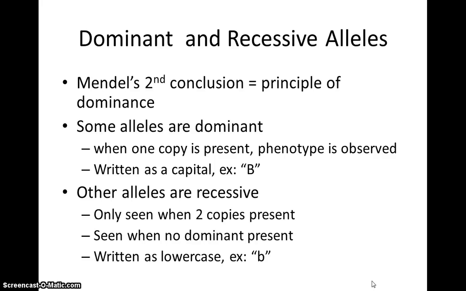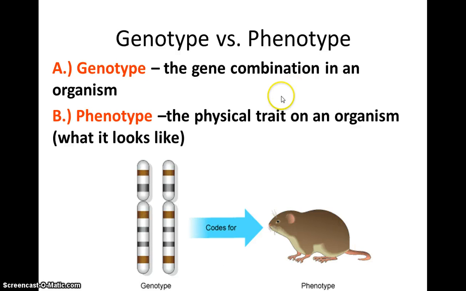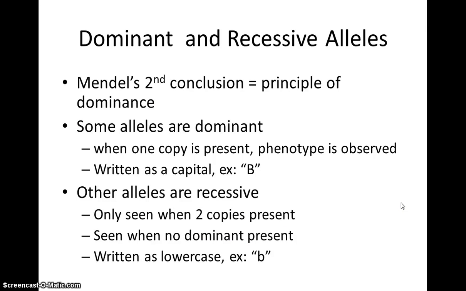When we get into looking at alleles, though, Mendel came up with a second conclusion, okay, and this is known as the principle of dominance. And what this told him was that there are going to be some alleles that are dominant, so that means when they're there, that's the phenotype you see. And we know, if you look back, we have 2 copies of each chromosome, as we've seen multiple times, but when that dominant one is there, then it's going to be expressed. So dominants are always written as capital letters, so an example of this would be like a capital B, okay, maybe for brown in that mouse.